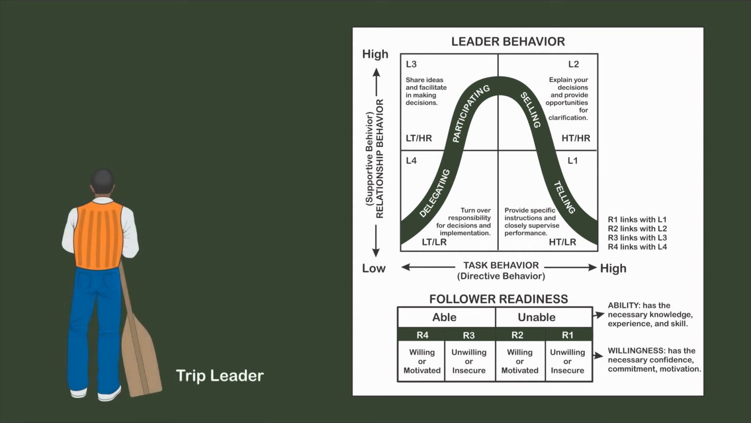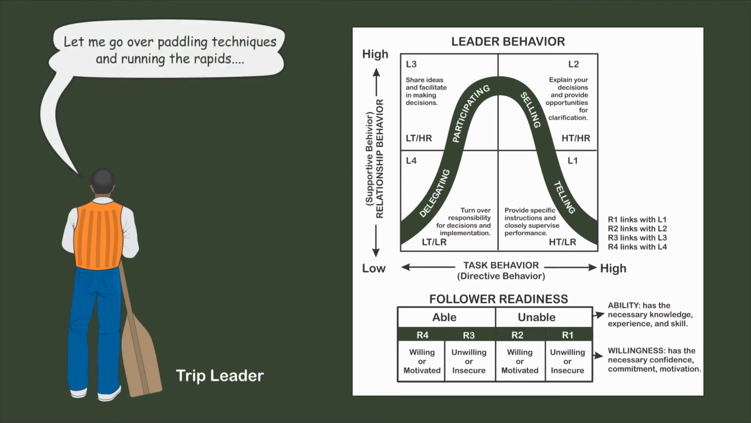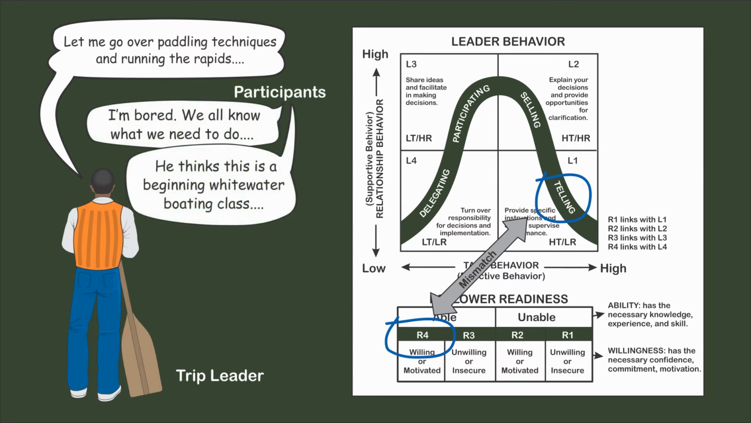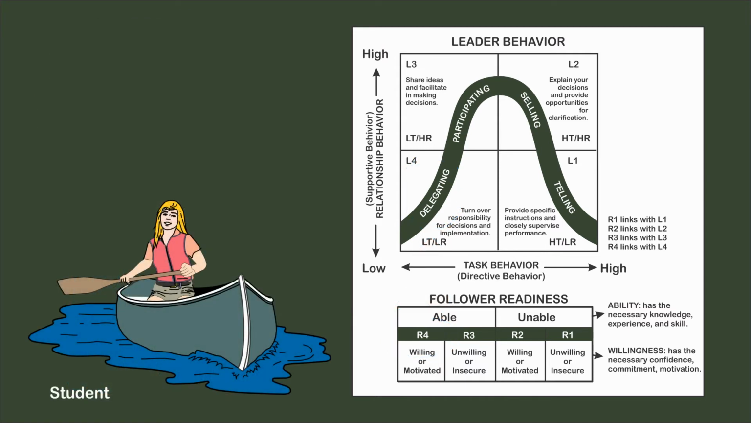As part of the outing club trip, the trip leader is giving a pre-talk on the shore of the river. The trip leader is using a telling leadership style, lecturing the group of experienced and advanced paddlers on paddling technique and how to negotiate the rapids. They have run the river numerous times before and know the routes. The leader is using a telling leadership style when the group's readiness behavior calls for an observing or delegating leadership style.